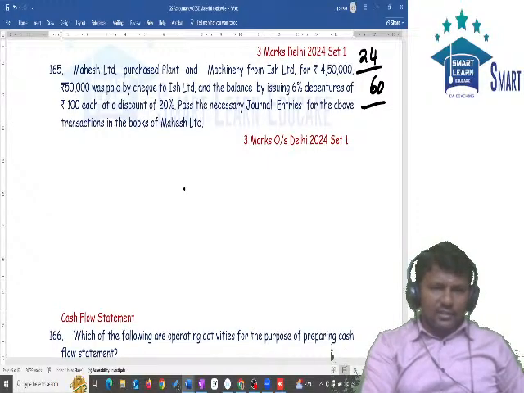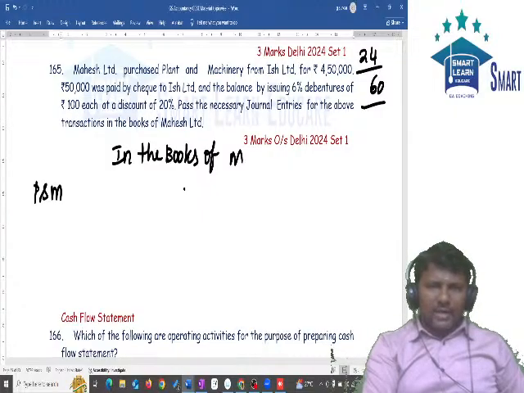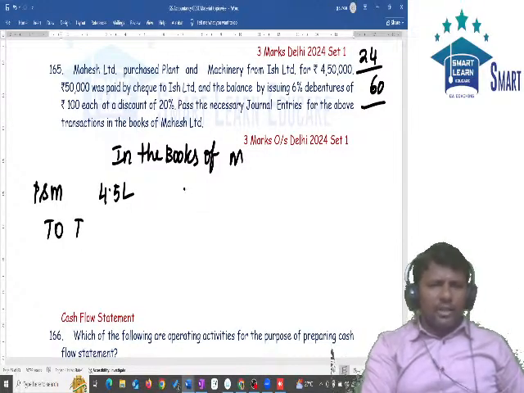So we'll discuss the answer now. M Limited purchased a plant and machinery. In the books of M Limited, first entry plant and machinery account debit for 4,50,000. Even first you can pass the due entry. M Limited account debit to I Limited for 4,50,000.